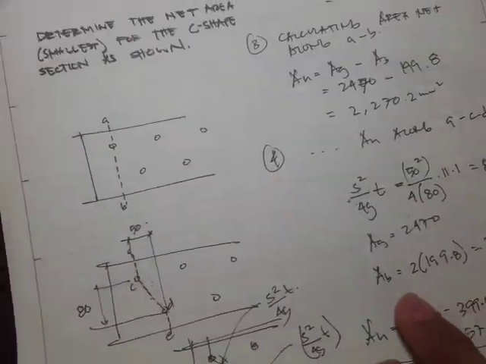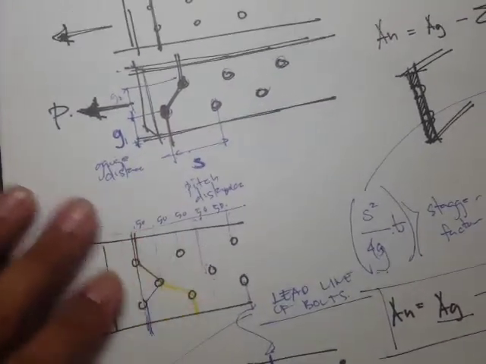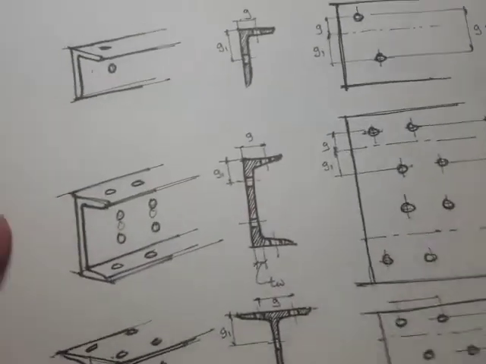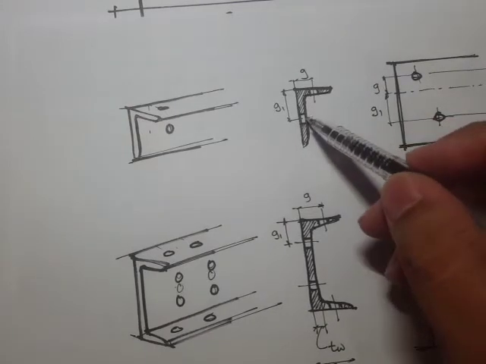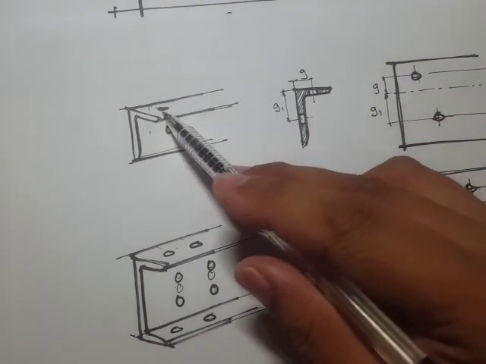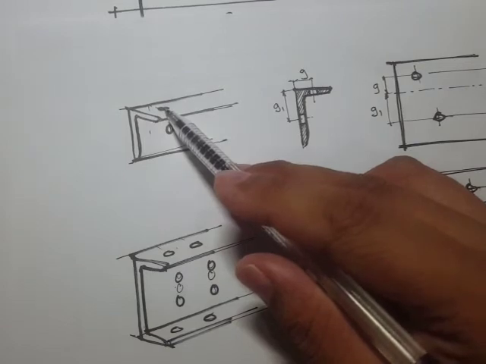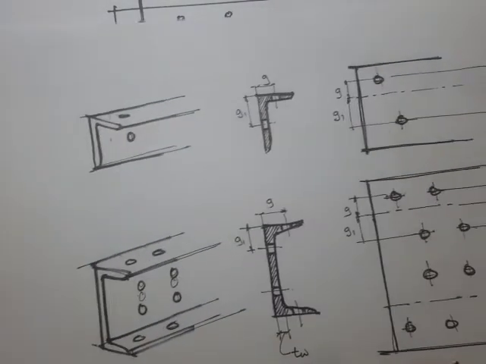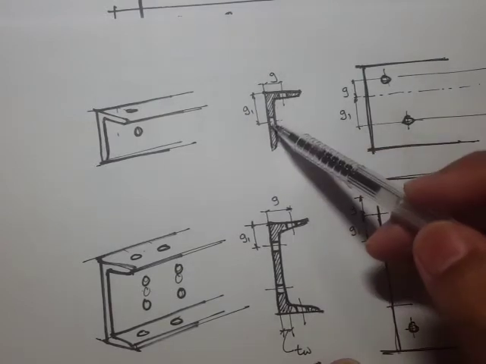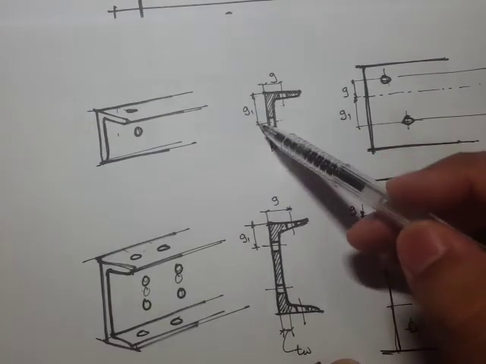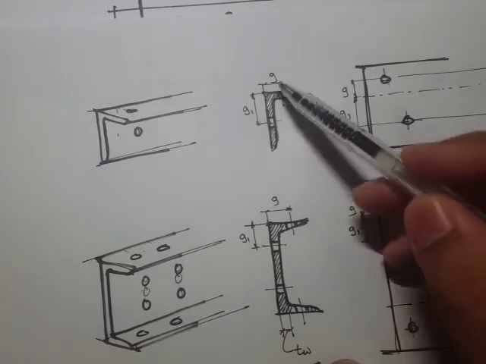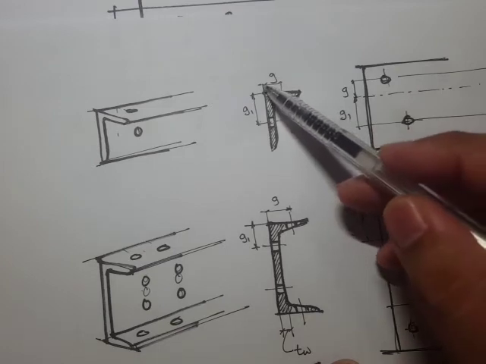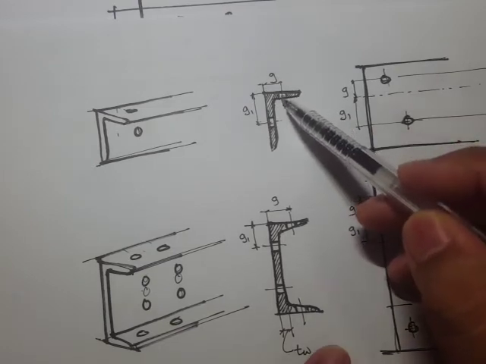Now let's go further to this topic. For example, we have an equal leg angle, and we have a bolt hole on this leg and another bolt hole on this leg. How do we compute the gauge distance? This is the cross section, for example, and there's a label G sub 1, the gauge distance from this tip to this hole, and we have another gauge distance from this to this top hole on the other leg.